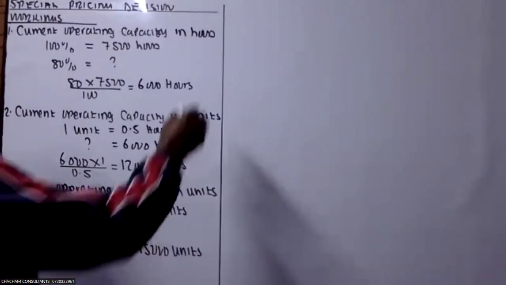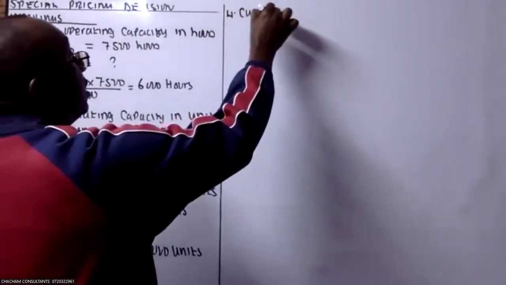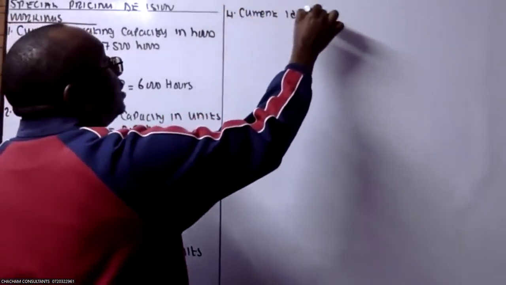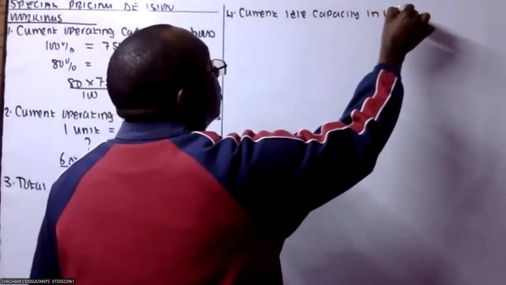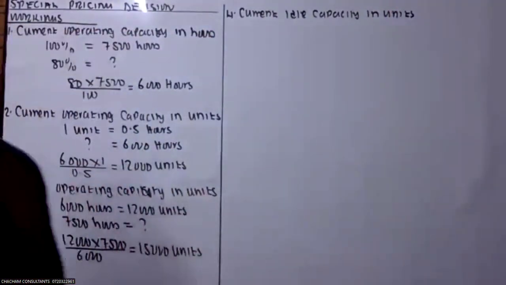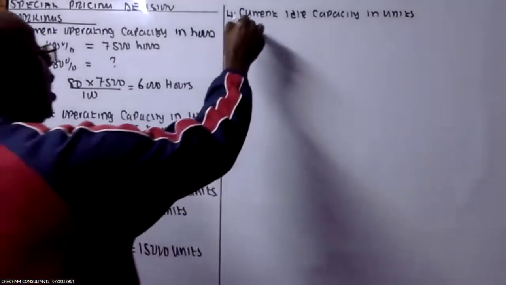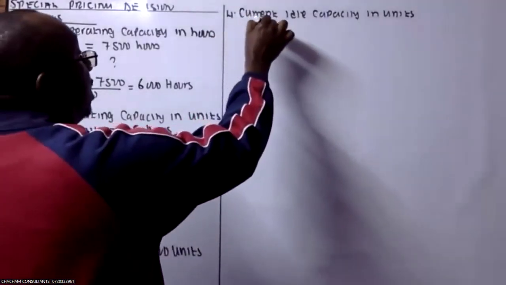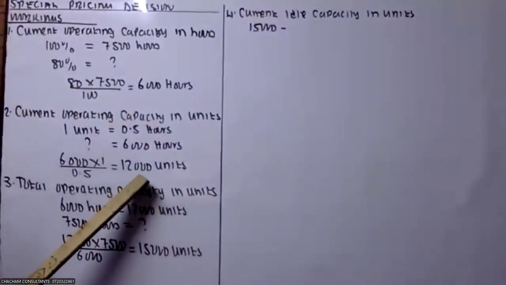So number 4 is the current idle capacity in units. We have 15,000, and we see right now we are producing 12,000.